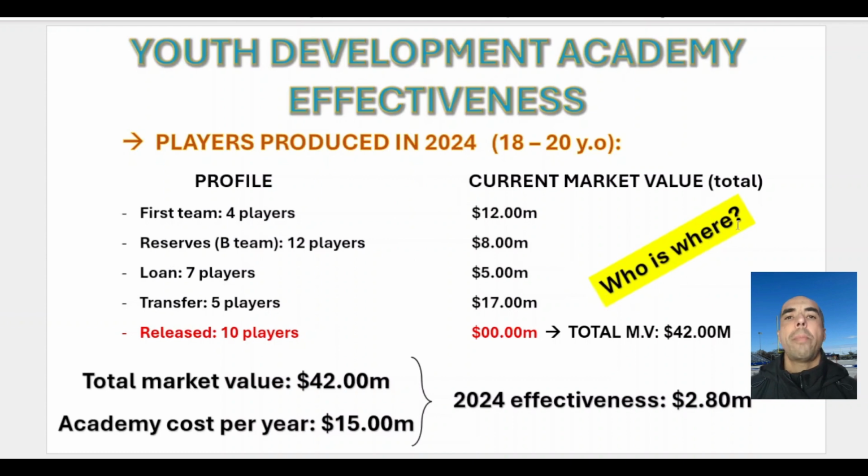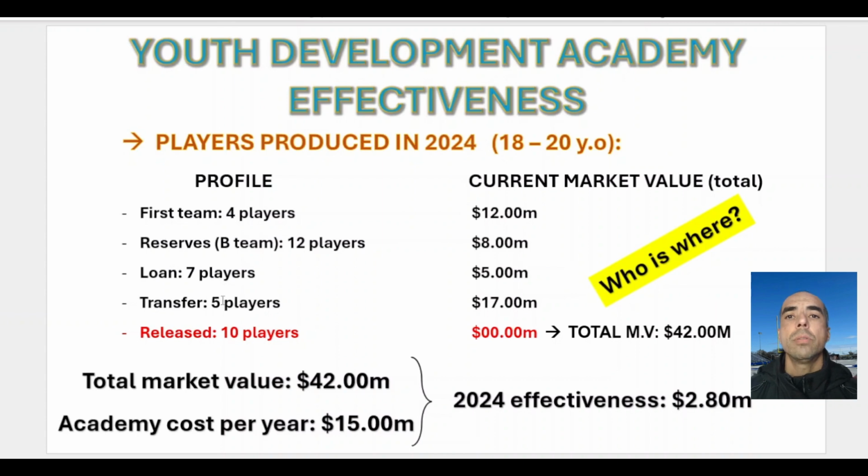Based on the cost per year and the amount of revenue created by all these players, you can start to have an idea how profitable or not profitable the academy is. As an example, here we have total market value of 42 million, and the academy cost per year is 15 million. So your effectiveness is 2.8 million. Once you start to create some data, you can control much better. Based on numbers, you can have an idea about how the academy is performing. So that's my reflection about it. I would like to share with you guys.